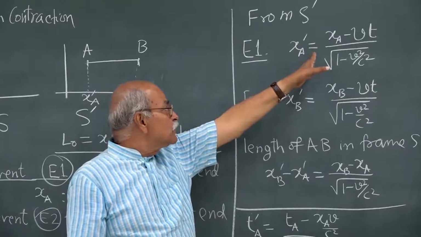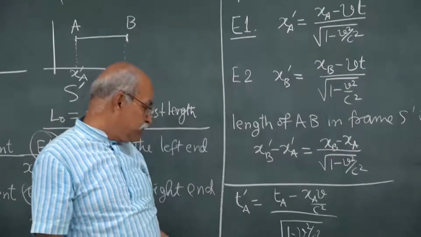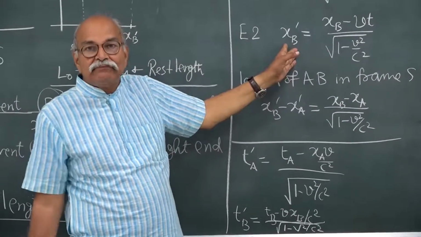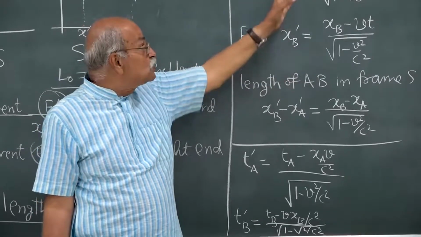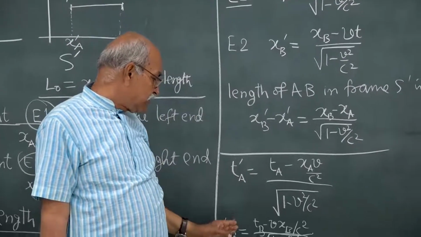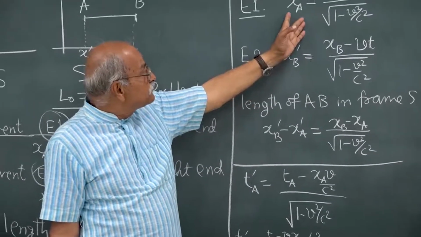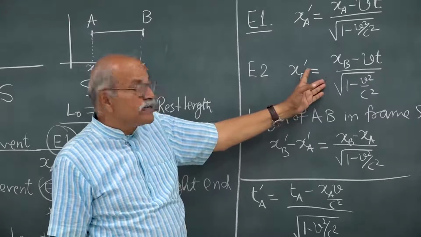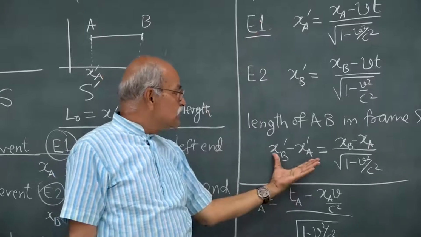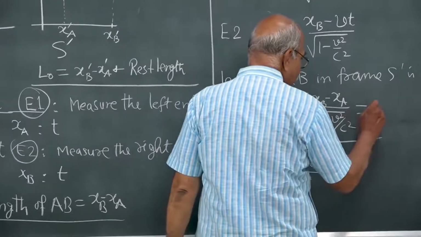And similarly, whatever is the coordinate of right end B at some time Tb prime, this will remain this much for all time, and therefore, even if these two measurements are done at different times, Ta prime is not equal to Tb prime, even then this remains the left end coordinate and this remains the right end coordinate, and therefore, xb prime minus xa prime is the length of AB in frame S prime, and that is the rest length L naught.